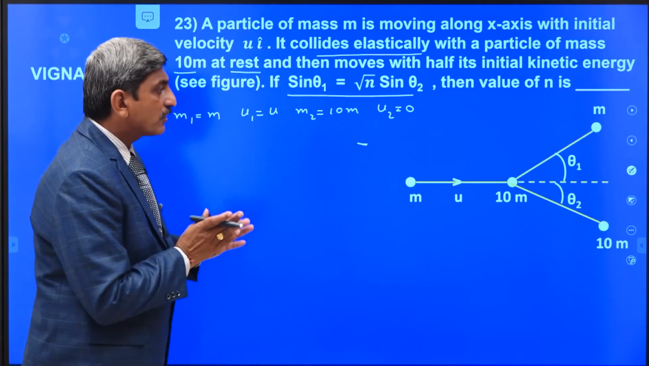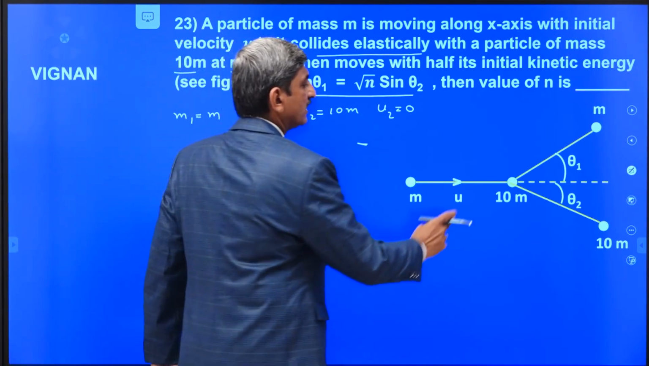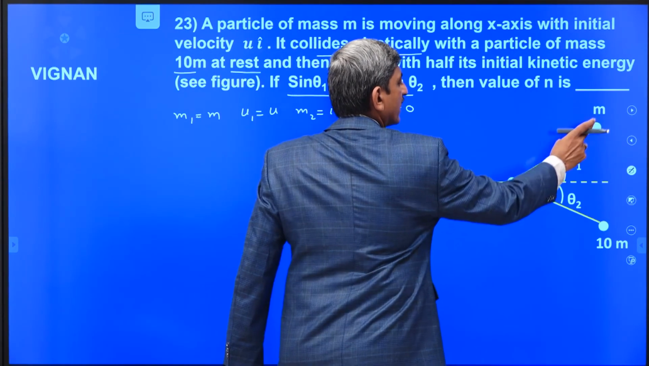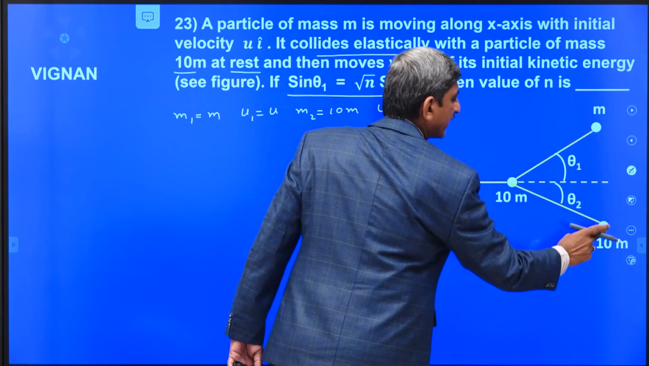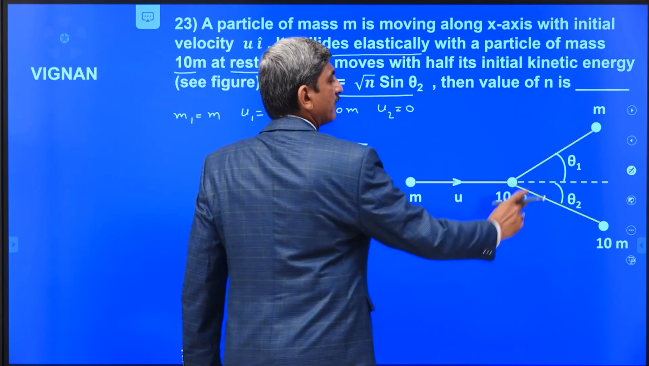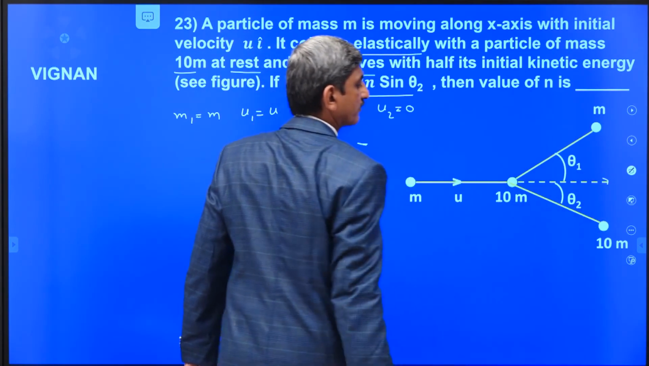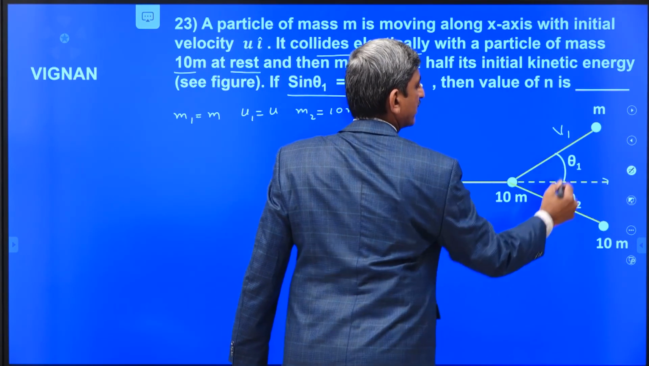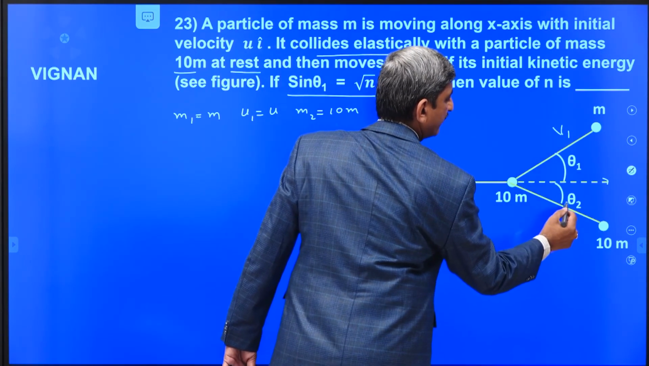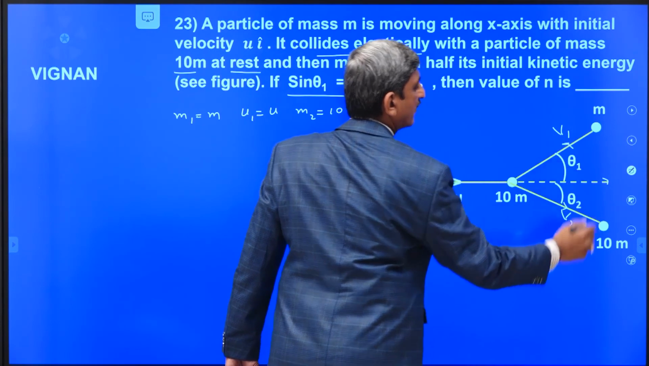Now, elastic collision is taking place. After that, the particle of mass m is moving along this direction and the particle of mass 10m is moving along this direction, making angles theta 1 and theta 2 with the original direction of the motion. Let v1 be the velocity of the first particle and v2 the velocity of the second particle after collision.